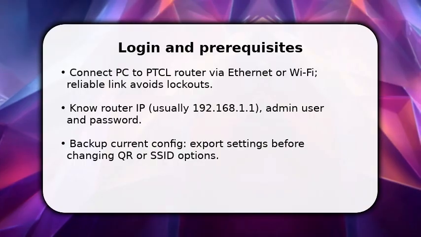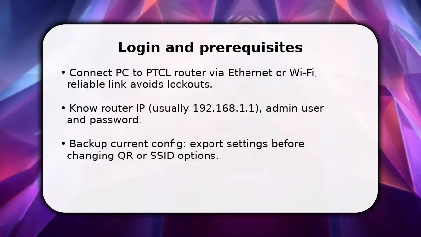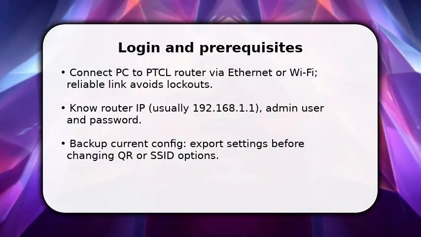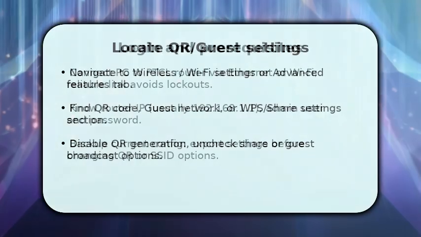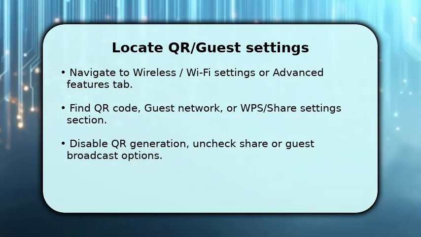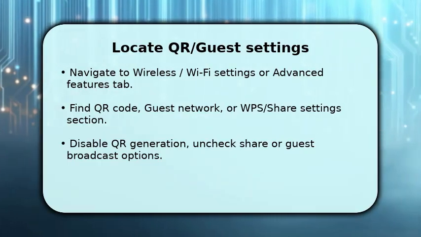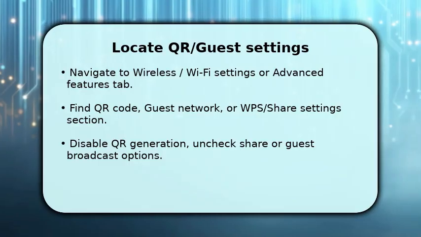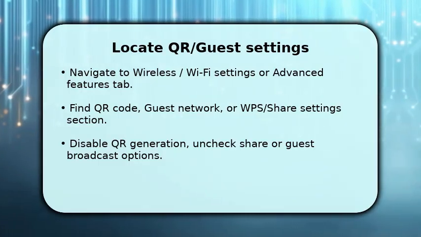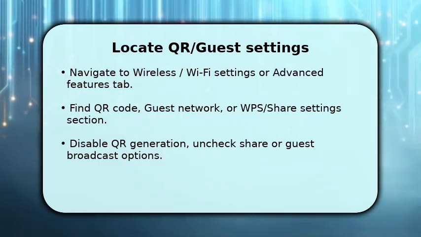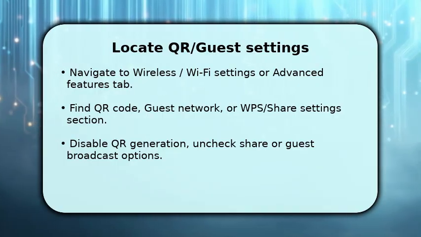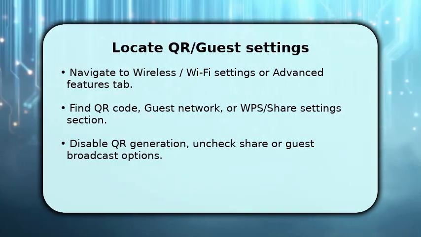Now that you have access and a backup, you're ready to locate the wireless settings where the QR code feature is managed. You'll navigate to wireless or advanced features. Different Ptcl firmware labels these areas slightly differently. Once inside, look specifically for QR code generation, guest network, or sharing options. They are often grouped with WPS or mobile app pairing.